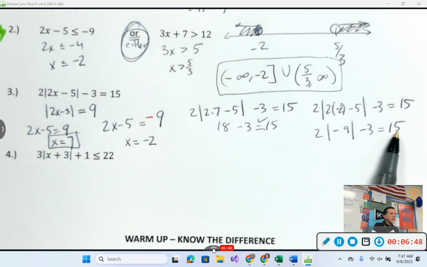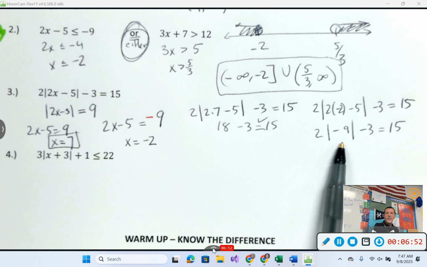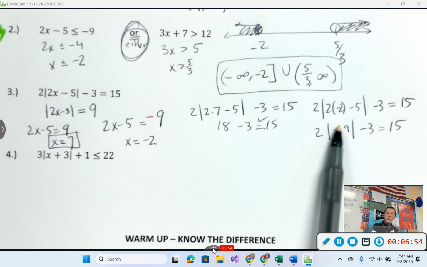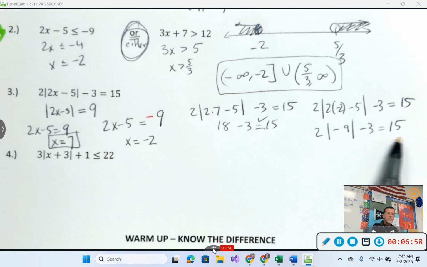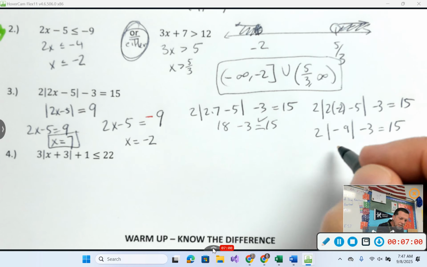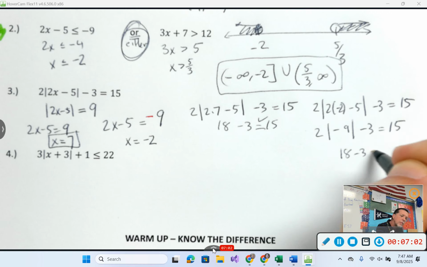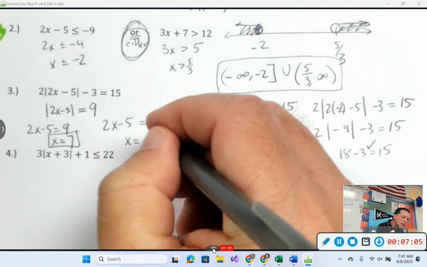Is this one going to work? Yes. Because what's the absolute value of negative 9? 9. I think that's where people mess up. I think they see it, and they're like, ooh, negative 18 minus 3. But no, that's positive 9 times 2 is 18. Minus 3 is 15, so we're good.